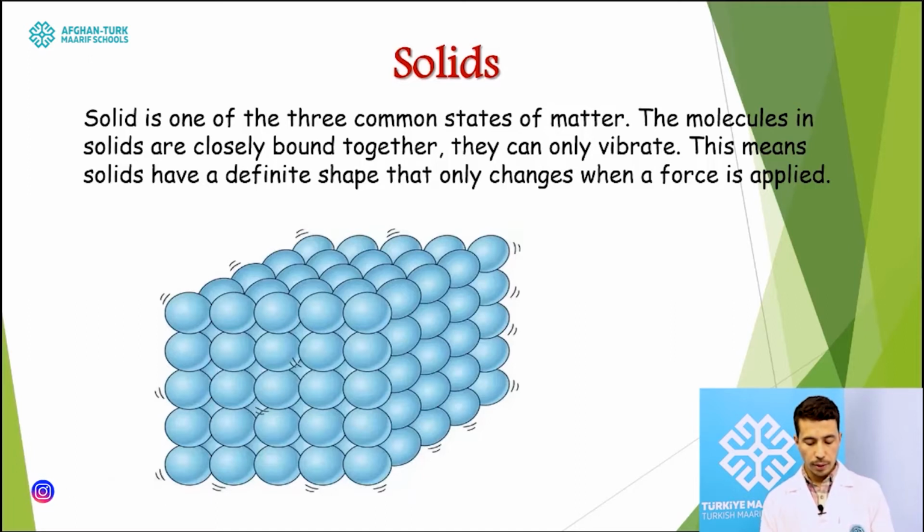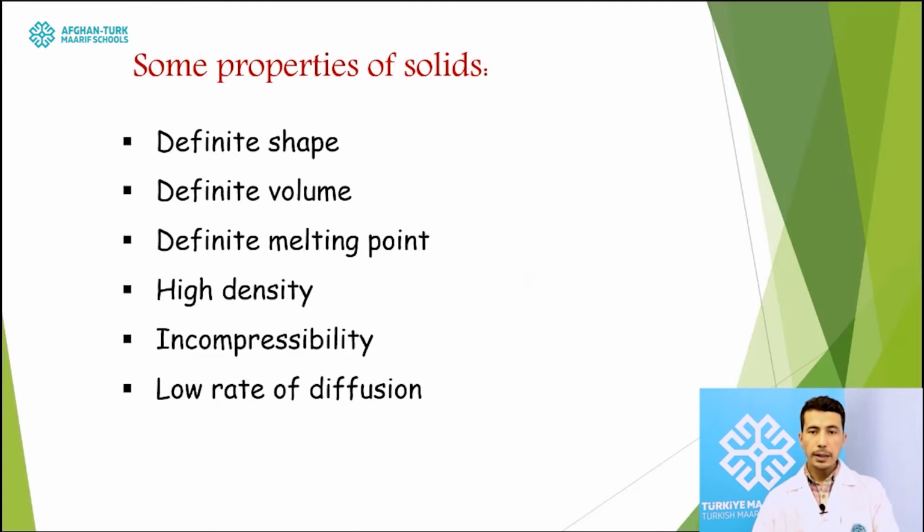You can see over here the solid particles making a solid substance. All of them are solid particles. They could be molecules or atoms that form a solid state of a substance. Let's see some properties of solids. Solids have a definite shape. For example, this pen is a solid. It has a definite shape, and it also has a definite volume.